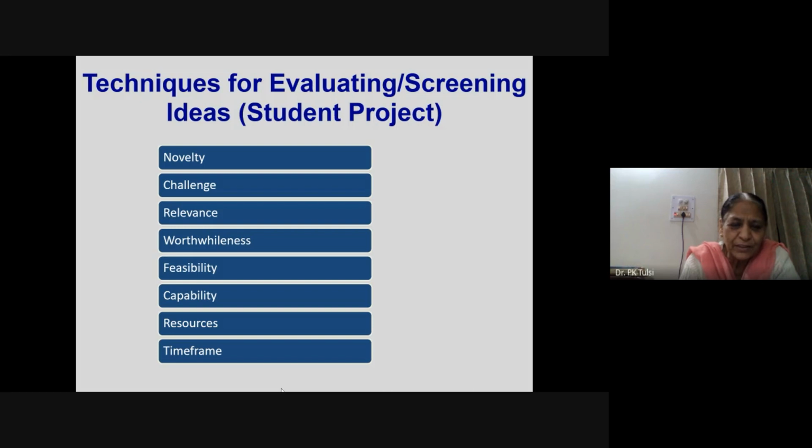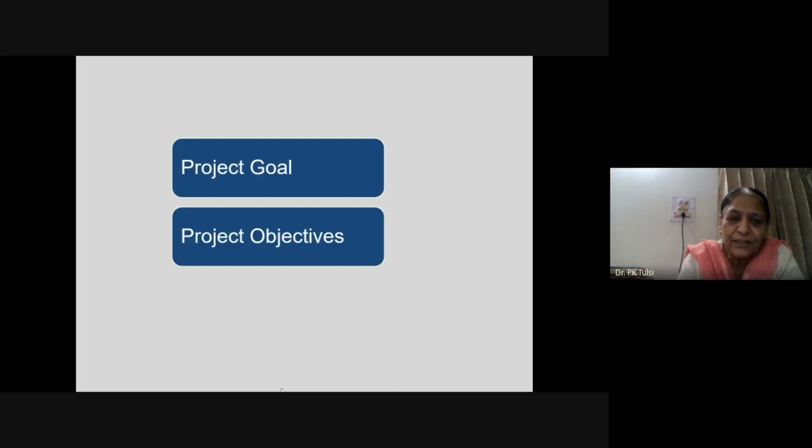Many of our projects are repetitive in nature, and students sometimes go to the market and bring ready-made projects and submit. That practice should be avoided, and we should make sure the student carries out the project under the supervision of the teacher in the lab or the workshop, or under the supervision of industry personnel, to avoid these things, right? Then comes the project goals and project objectives.